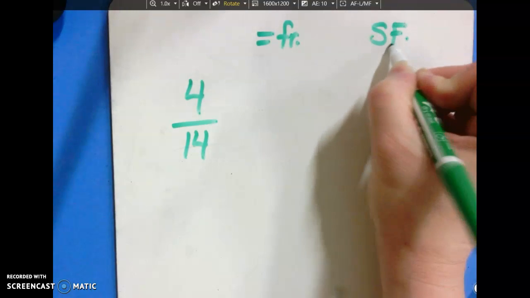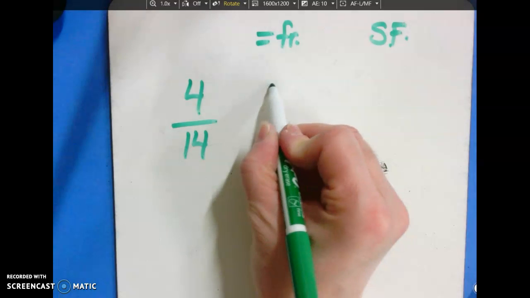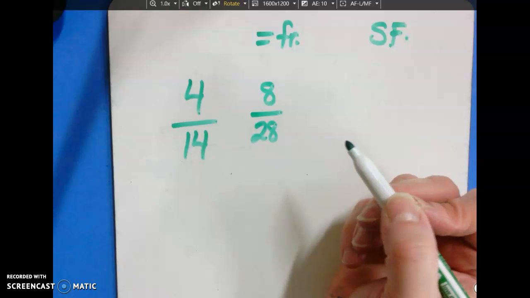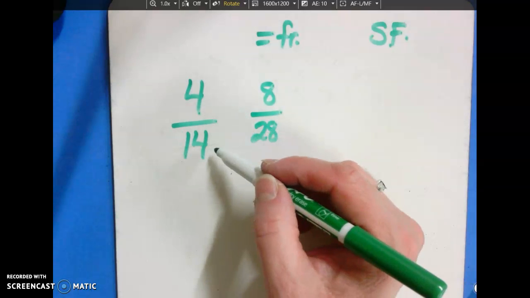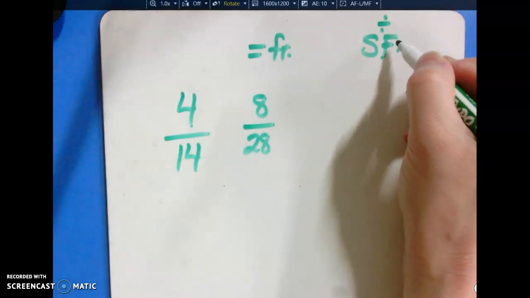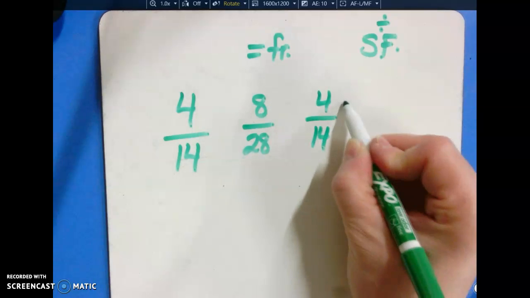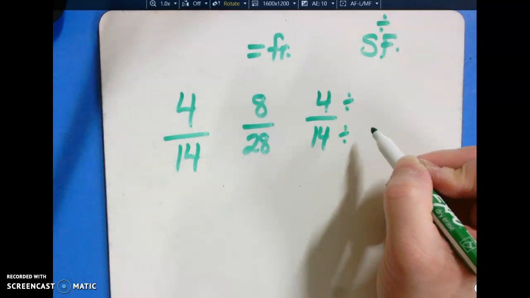Now you might realize there's lots of ways to make equivalent fractions. I could times both of these by 2 and get 8/28. I could divide both by 2. That's probably what I want to do for simplest form, because remember, to find simplest form, you always have to divide. So if I have 4/14, what is the biggest number I can divide both by? Well, it looks like it's 2.